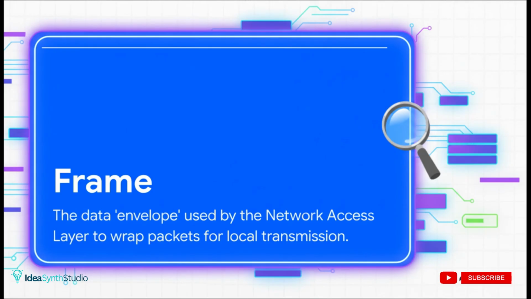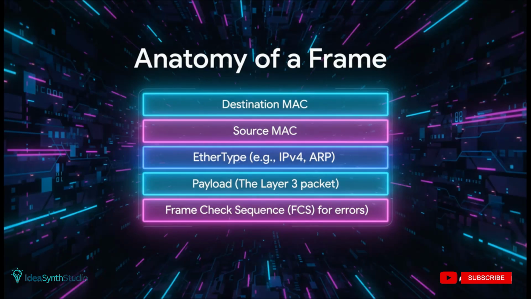But just having a fingerprint isn't enough. The data itself needs to be put into some kind of package before you can send it. And that package is called a frame. Let's break down what goes into a frame. The postal envelope analogy is perfect here. You've got the destination MAC, which is the local "to" address. You've got the source MAC, the "from" address.